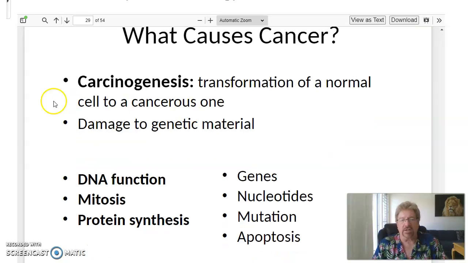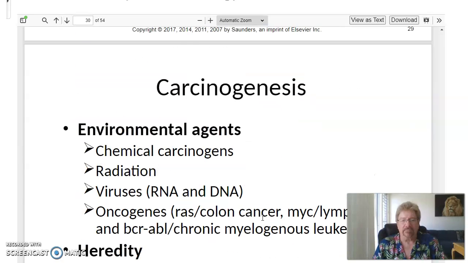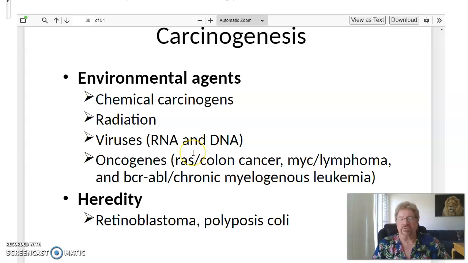Okay, what causes cancer? Carcinogenesis, transformation of a normal cell to a cancerous one, damage in genetic material. Well, some of it's due to DNA, mitosis, protein synthesis. Genes of mutation. Oh, apoptosis. Environmental agents, guys, can be a big one, and I think that's a lot of it. Chemical carcinogens, chemicals that are in water and so forth that can cause it. Radiation, sunlight, for example, but also nuclear radiation, if you're around it, can definitely cause cancer.